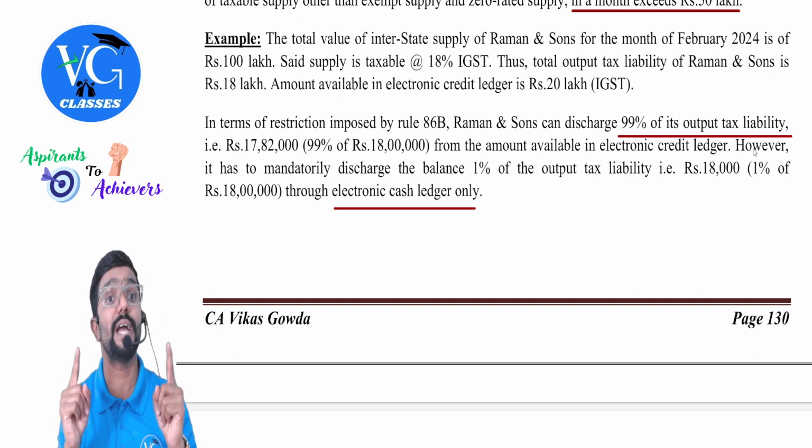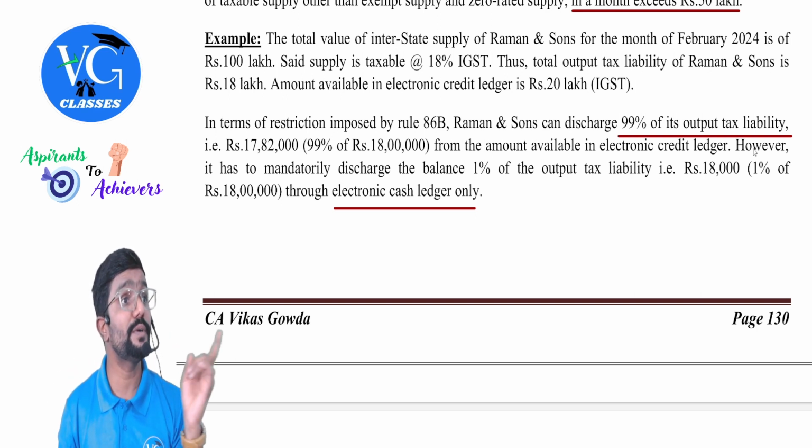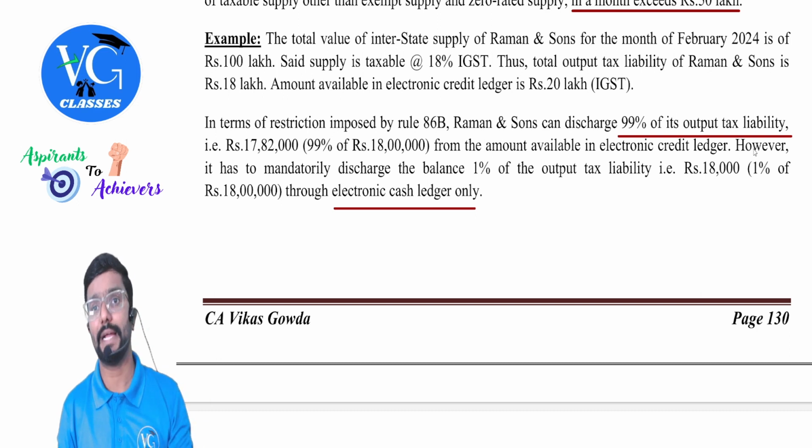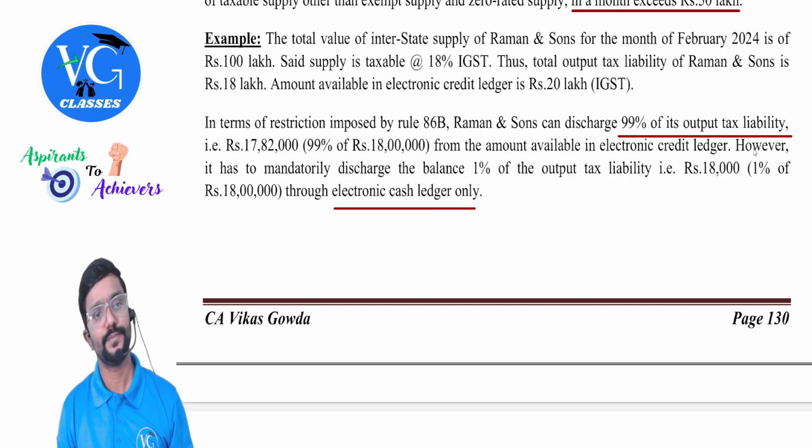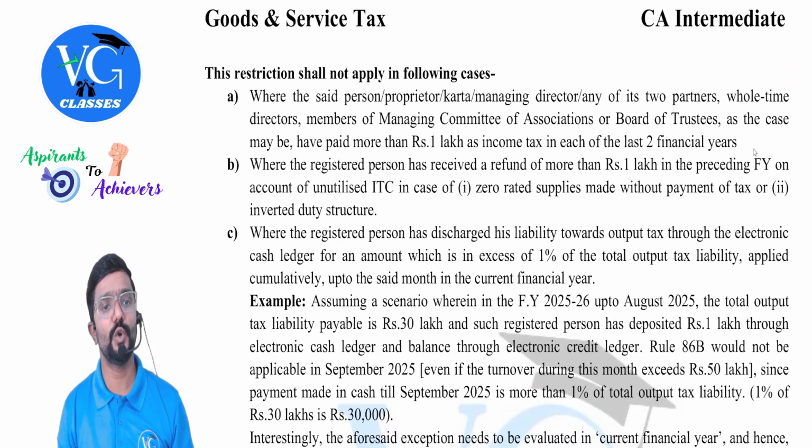It is on what figure, guys? Input tax or output tax? Output tax. It is on output tax, guys. Okay, sir. Fine. We understood Rule 86B.